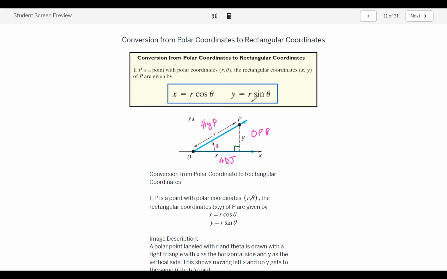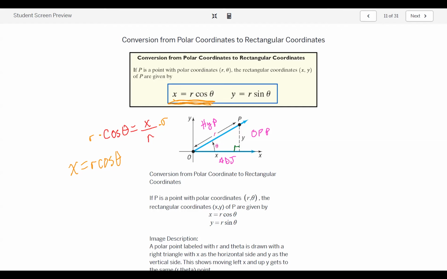So if I think about my trig functions, then cosine of theta is the adjacent side over the hypotenuse, x over r. And then if I just multiply by r, I get the same formula that we see up in the box, x equals r cosine theta. So if I have a polar point and I want to know what the x coordinate is for that point, I do the radius times the cosine of the given angle.